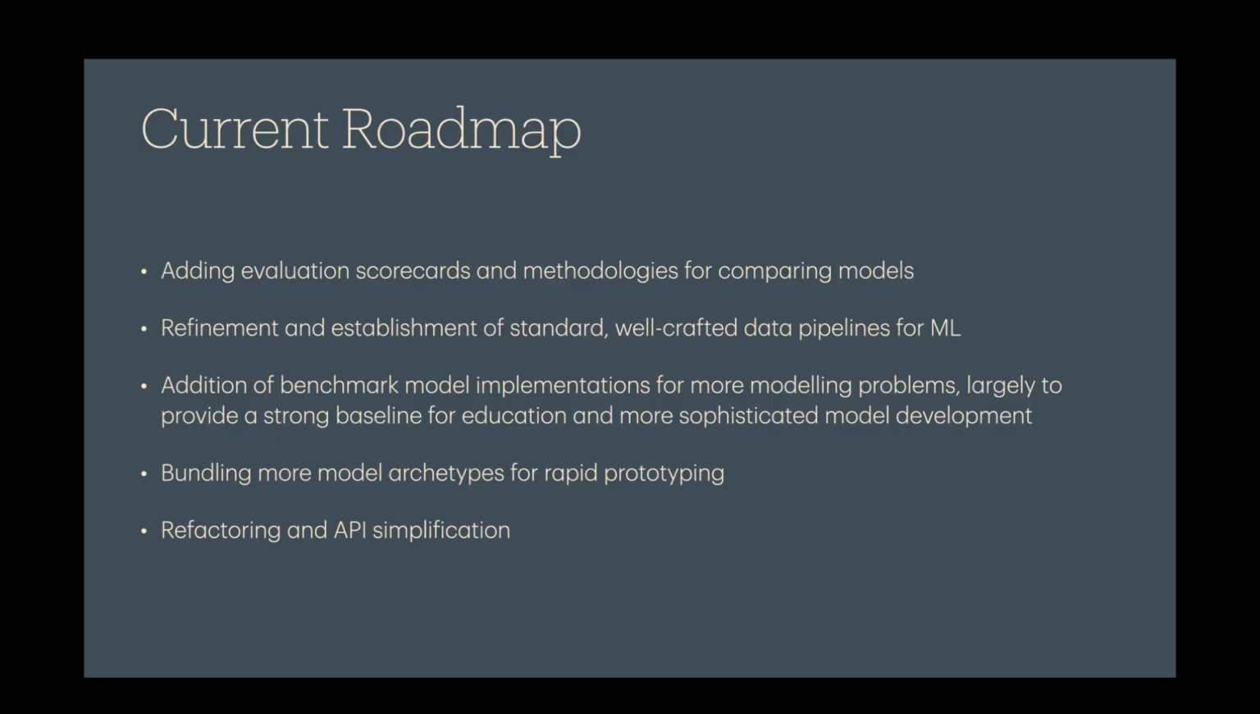Add a further range of benchmark model implementations for more classes of problems so that the framework is open and of interest to more different researchers from different backgrounds on different problems. Bundling more basic model archetypes. To me, the difference between an archetype and an architecture is like this particular network with this particular depth and this particular size and this many layers, so a lot of the choices are made, whereas an archetype is like a graph neural network, a CNN, etc.